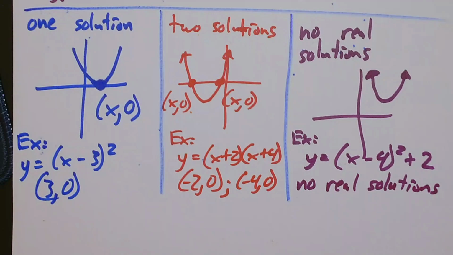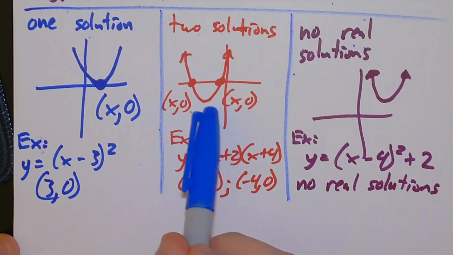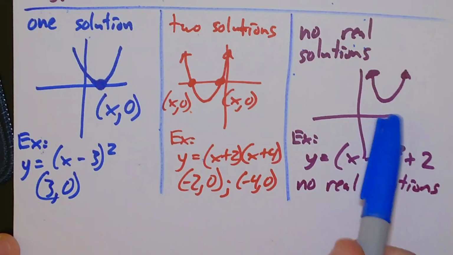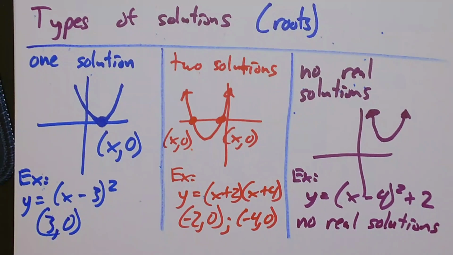So basically, we're looking at the position of the graph. We don't need to graph it to think about these because we're going to solve them algebraically. But we're looking at the position of the graph. Touches at 1 point, touches at 2 points, and it touches the x-axis at 0 points. Types of solutions.